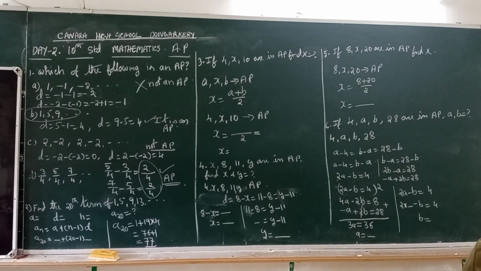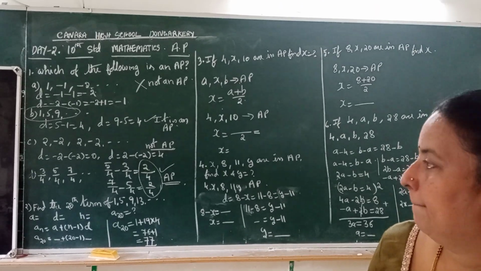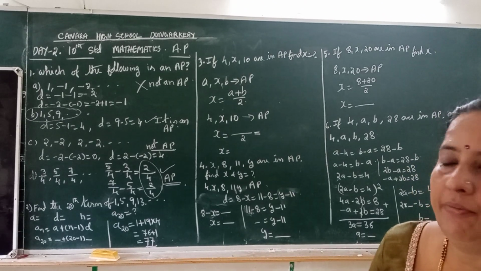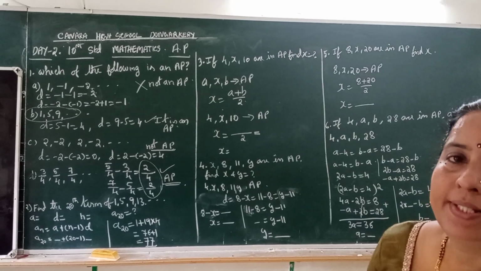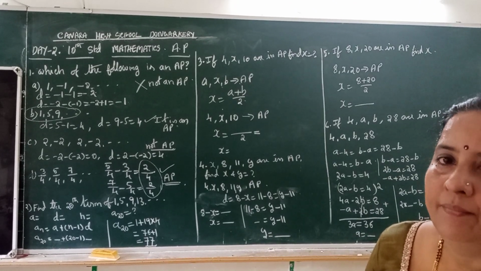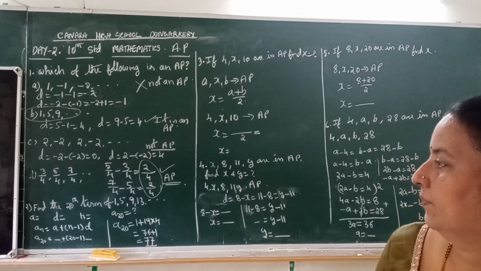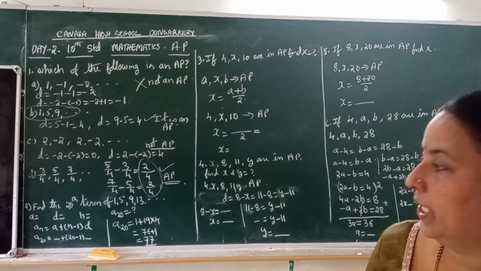Next, 3 by 4, 5 by 4, 7 by 4. Second term minus first term, 5 by 4 minus 3 by 4 is equal to 2 by 4. Third term minus second term, 7 by 4 minus 5 by 4 is equal to 2 by 4. Common difference is same in both the cases. Therefore, it is an AP. I hope you all understood. Let us copy the next question.